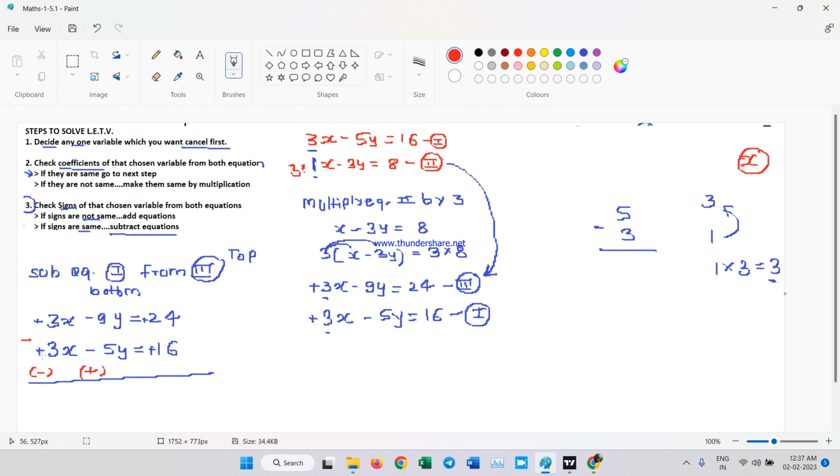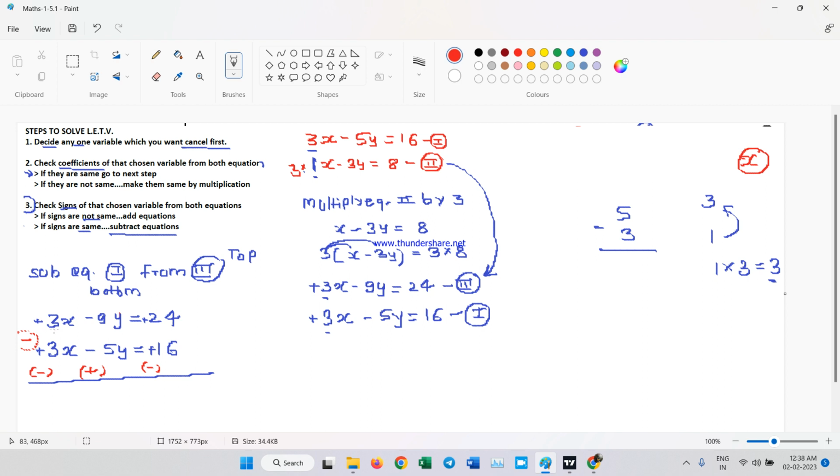Change means what? If the plus is there, now that has become minus. If the minus is there, that has become plus. And if plus is there, that has become again minus. So now let's see. Plus 3, minus 3. Now this was the only role of this minus sign, to change the signs of the lower equation. And now we will do our regular thing.